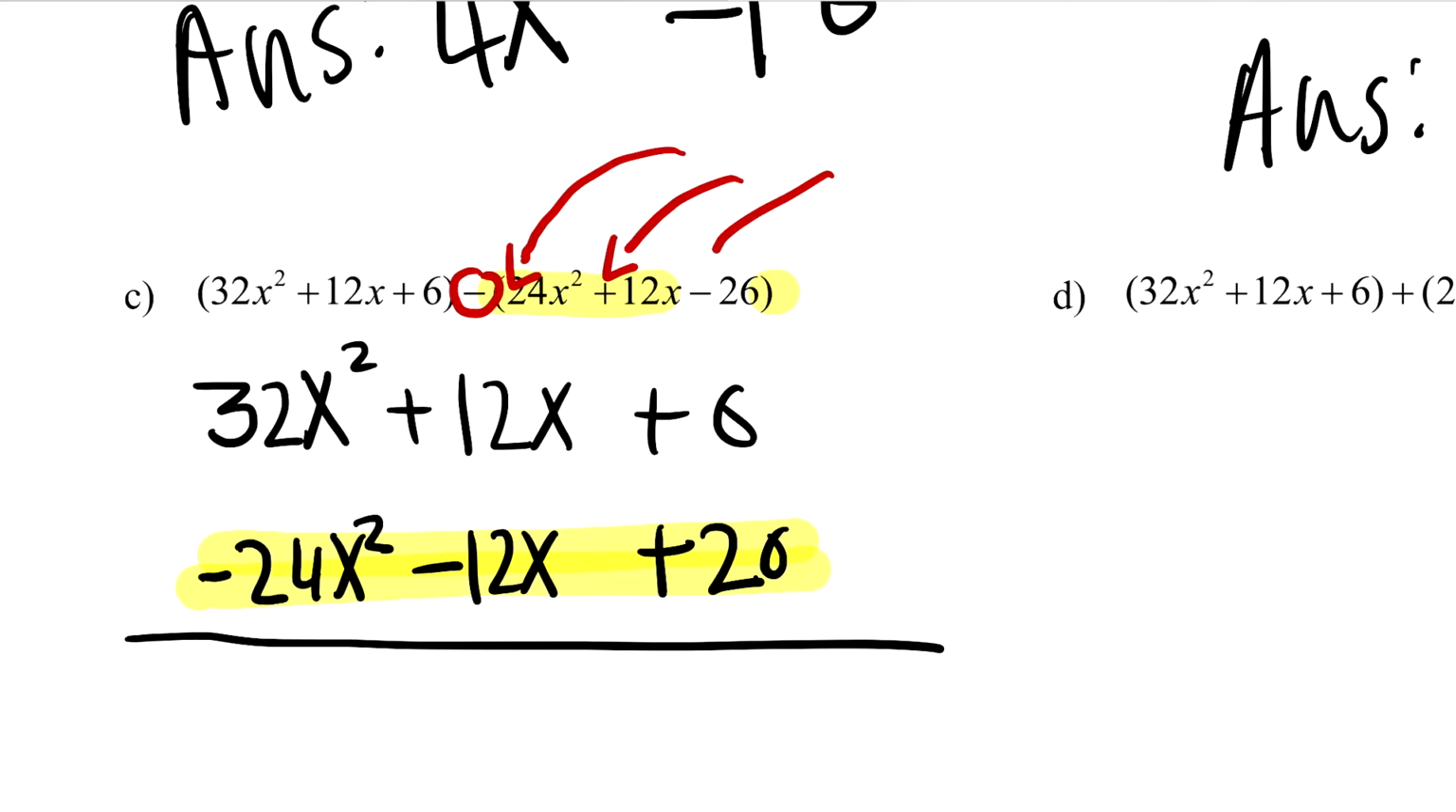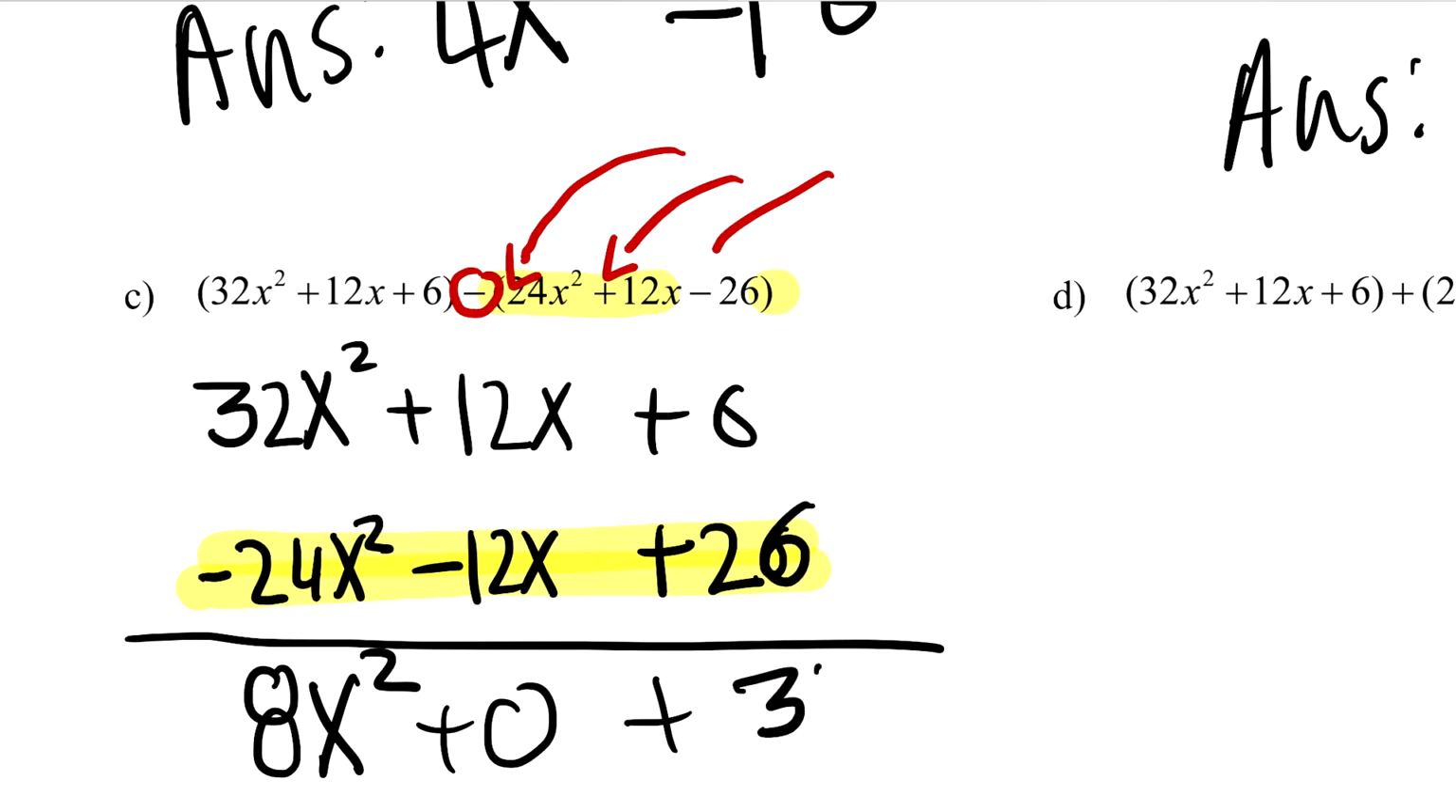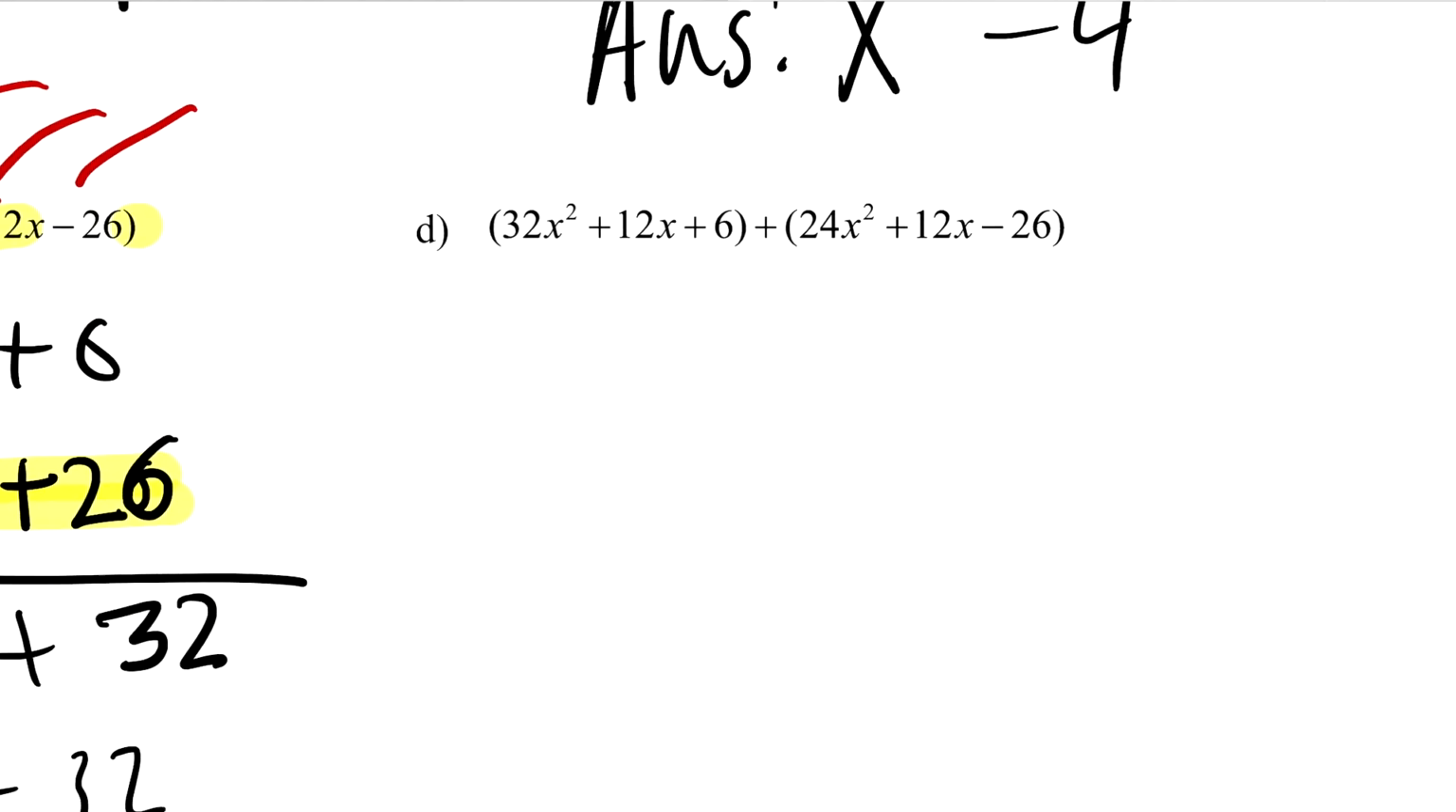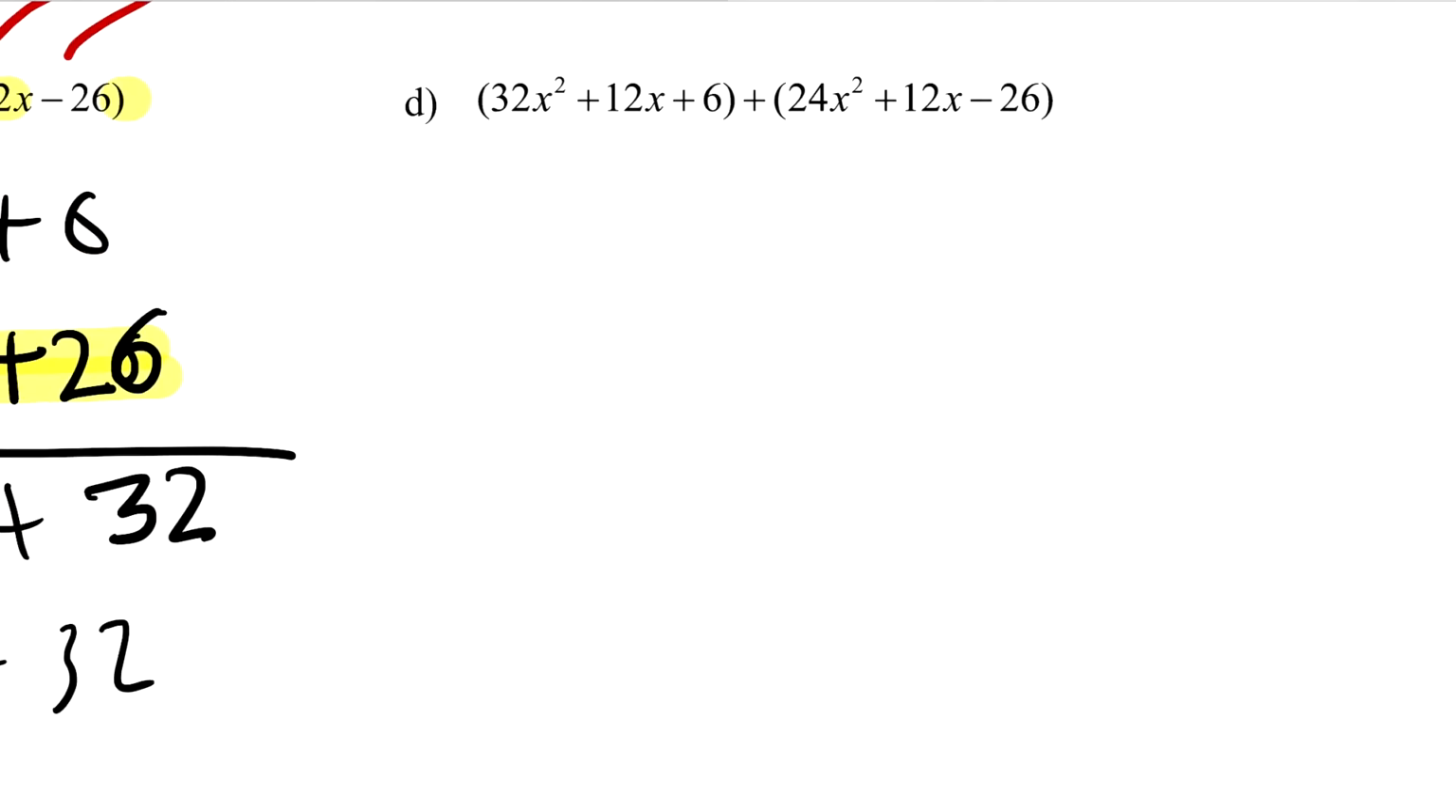So I can combine these. This is going to give me 8x squared. When you combine them, you bring down the variable. Positive 12 minus 12, that gives me 0. So I can put 0 here. And then this gives me 20. This is 26. So I get 32 altogether. So my answer is 8x squared plus 32. Great job. Let's move on to part D.